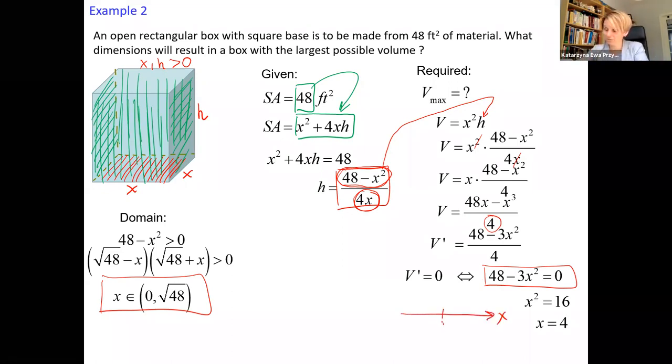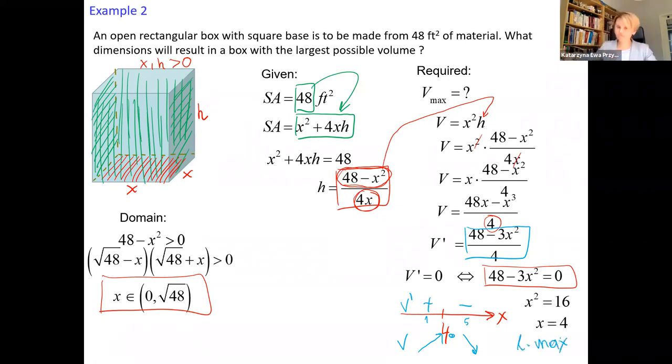And we can test the v prime. V prime is actually this formula. When we substitute 1, we will have a positive number. When I substitute 5, 48 minus 3 times 25, it is negative. Increasing, then decreasing. Of course, maximum. Local maximum, but all of the values go down. This is the absolute maximum when x is 4.